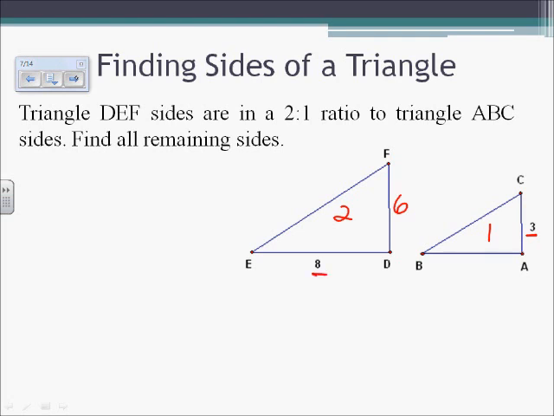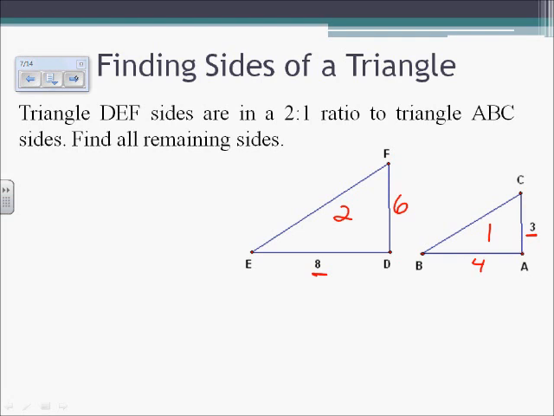Reversing that statement, if I'm looking at ED, I have 8, and for every 2 that's over here, there's only 1 on the right. So if I take 8 and divide it by 2, I know that I have 4 as my segment for AB.